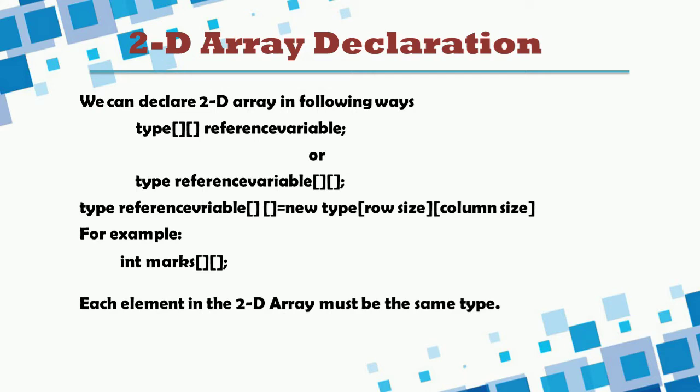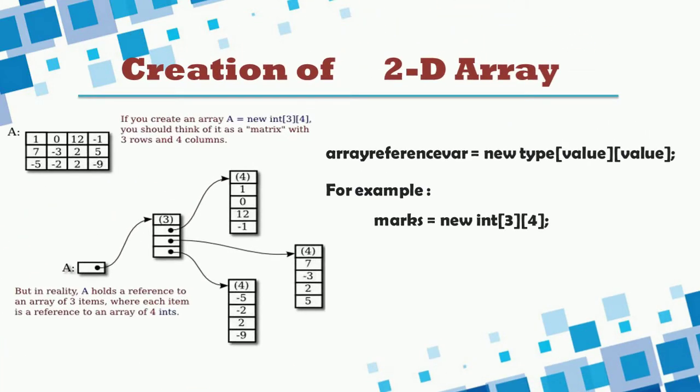Next, the example is also given there. Int marks and two subscripts have been given here. So if you want, you can specify the size of the row and column also. Each element in the two-dimensional array is of the same size.